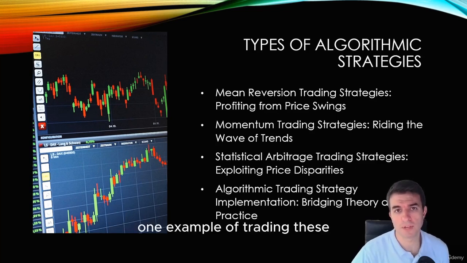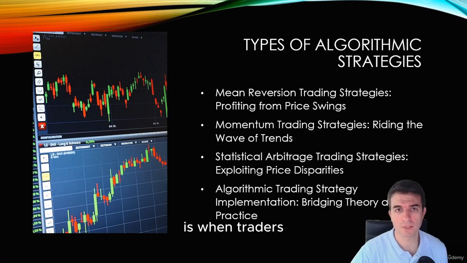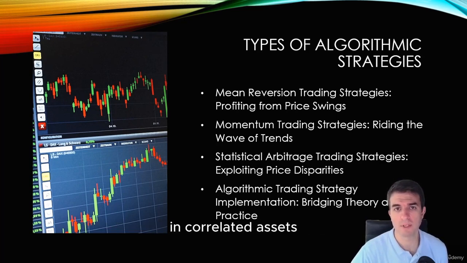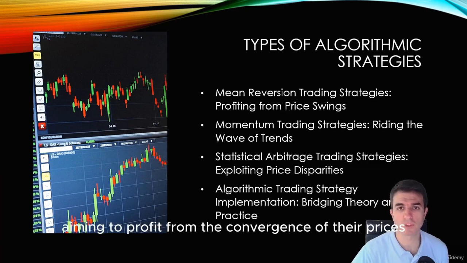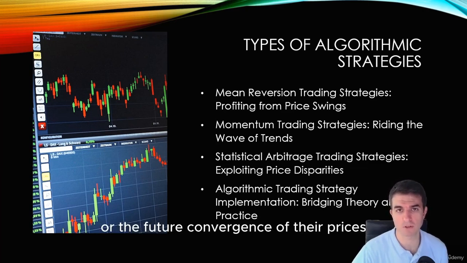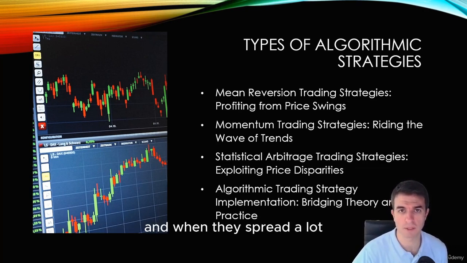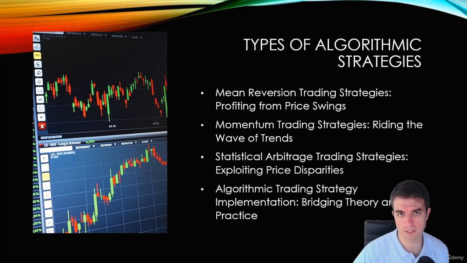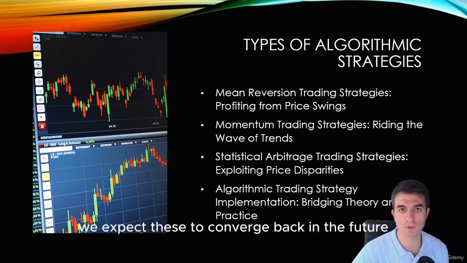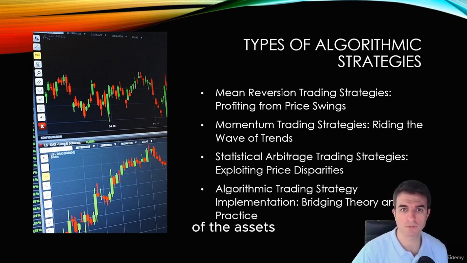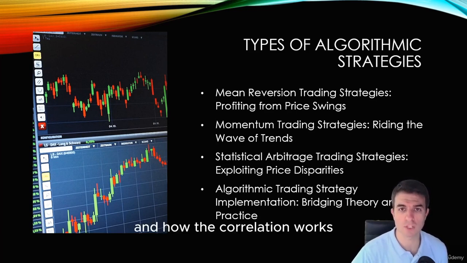One example of trading these arbitrage strategies is when traders take long and short positions at the same time in correlated assets, aiming to profit from the future convergence of their prices. Because we know they are correlated, and when their prices spread a lot, we expect them to converge back in the future. So these strategies require you to know the history of the assets and how the correlation works before you try to enter this type of strategy.